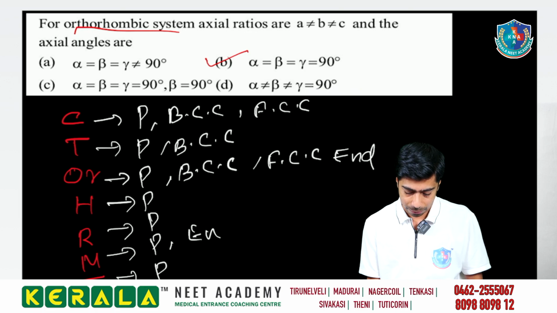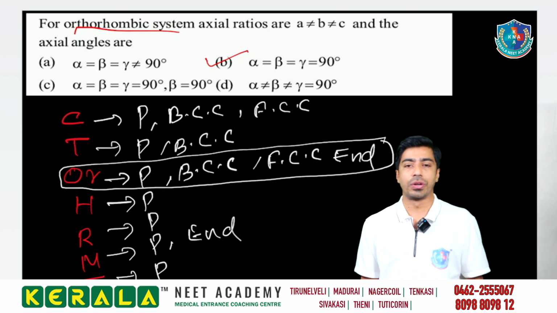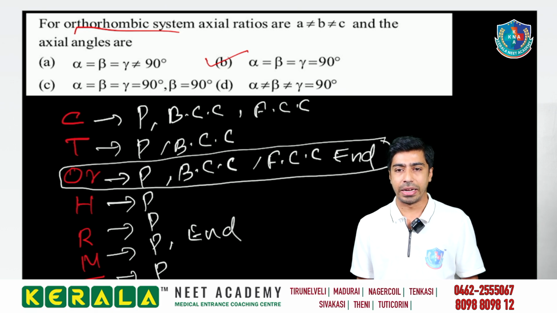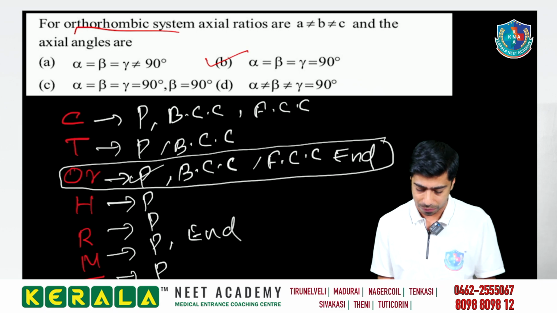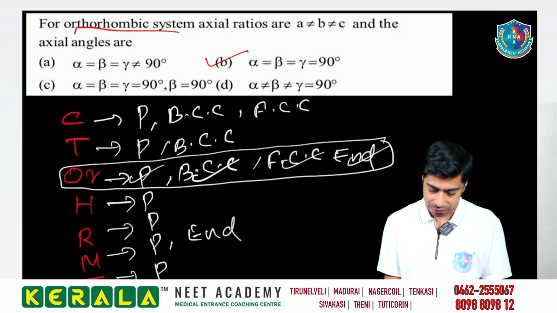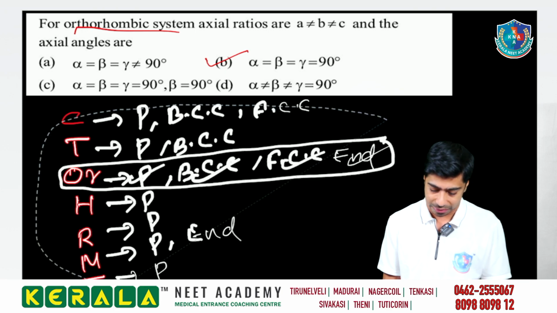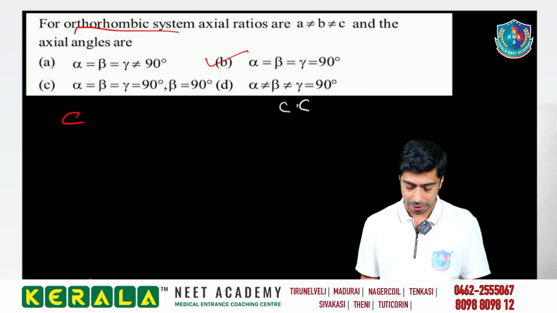orthorhombic and monoclinic. So here see, the orthorhombic system will have the maximum number of patterns of arrangement, that means primitive, BCC, FCC and end-centered. So the question can also be which is the system that is having the maximum number of arrangements. That system will be the orthorhombic system.